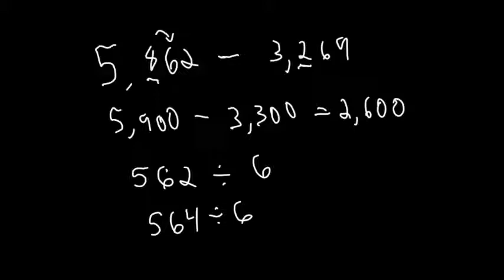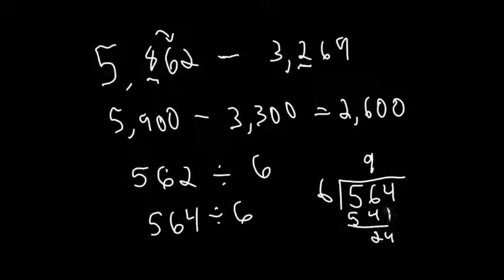So now I can do 564 divided by 6. 6 doesn't go into 5, but 6 goes into 56 9 times. 9 times 6 is 54. Subtract, I get 2, bring down the 4 to get 24. And 6 goes into 24 4 times. So your answer there is about 94.